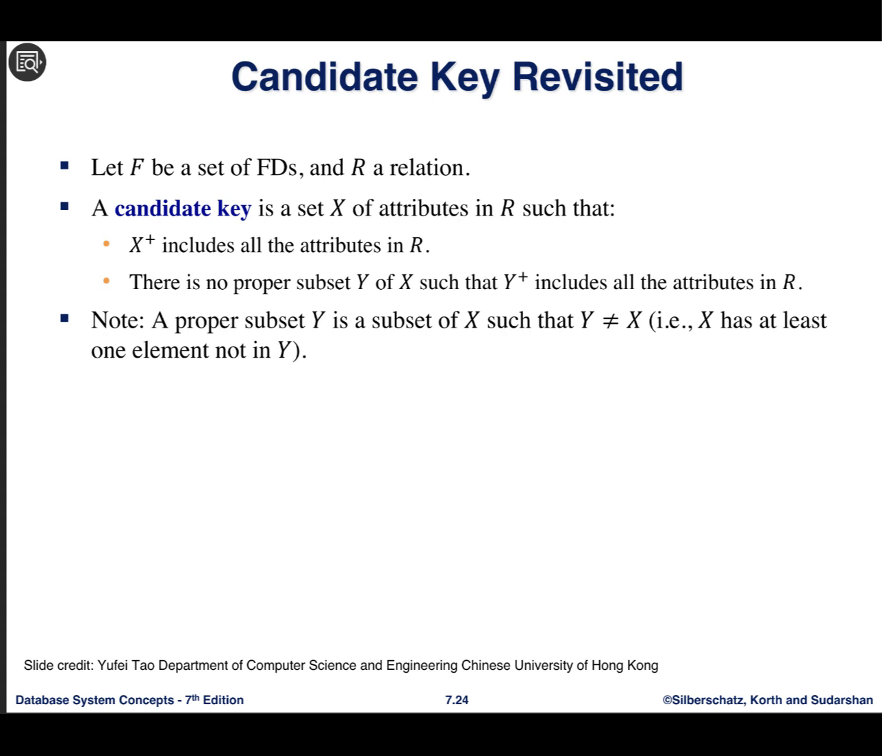Just to make sure that we still remember the candidate key and the super key. So what is the super key? Given a set of functional dependencies F and a relation R, you can say, for example, K is a super key of the relation R, and K is a candidate key if K is minimal. And that's what we did here.